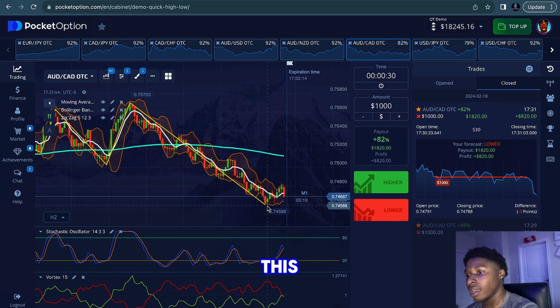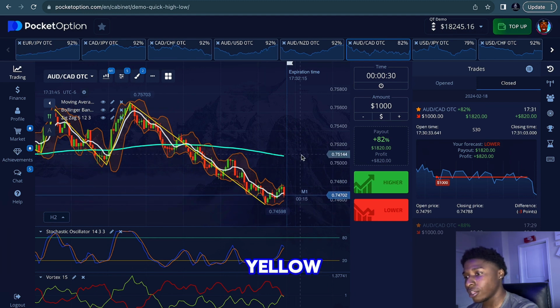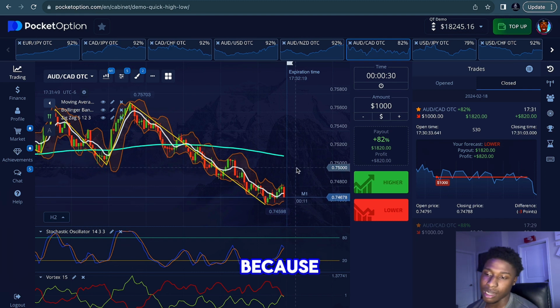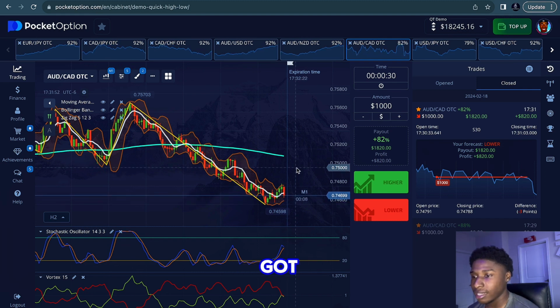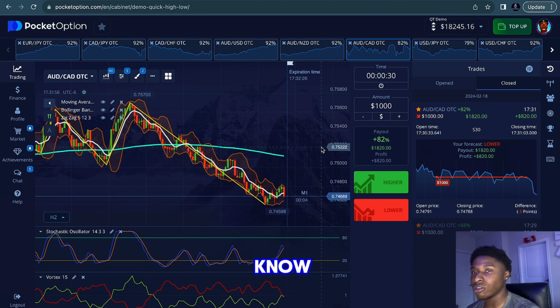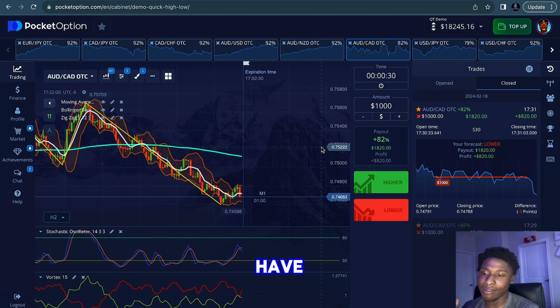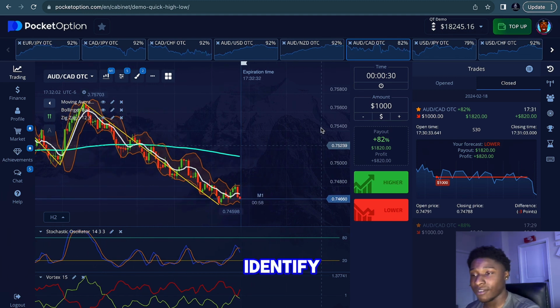Now, if this had created another yellow line right here, then yes, I probably would have put the up option, because the bulls, guys, the bullish trend is on the strong side, guys. So, you know, just like football, for all my football players out there, strong side and weak side, you have to identify that. You have to identify these trends.